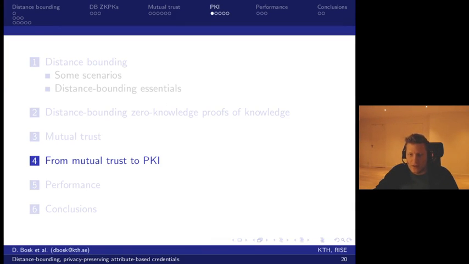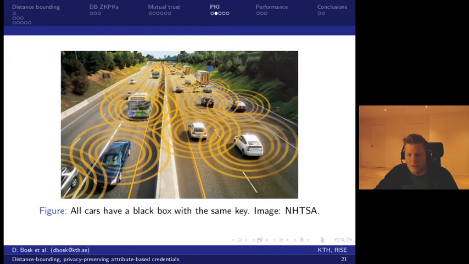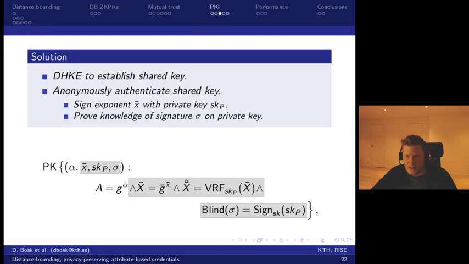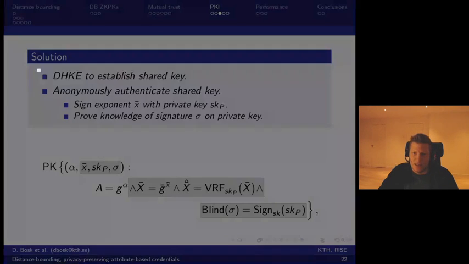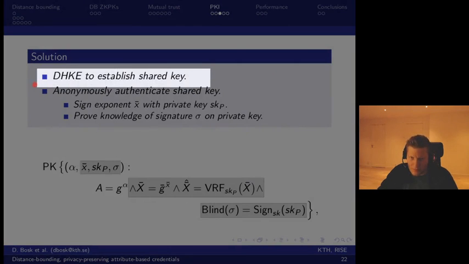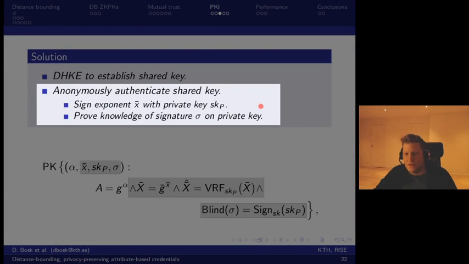Now, let's proceed to the PKI version. It would be much nicer if each car here has a unique key, because then we can do key revocation and things like that, which very much helps in this case. The way we do this is that we do a Diffie-Hellman key exchange to establish the shared key. And then we need to anonymously authenticate the shared key. We do this by signing the Diffie-Hellman key exponent with the private key, and then we prove knowledge of a signature on that private key by some certificate authority.